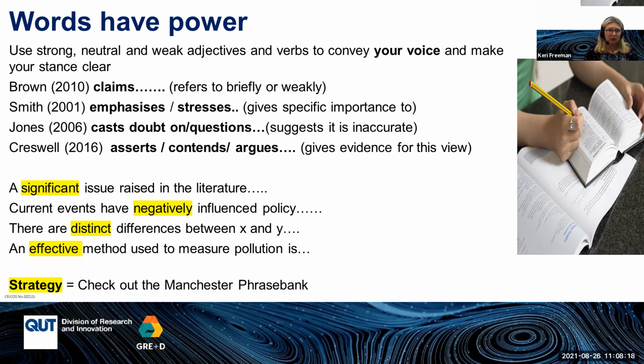Don't just say an issue was raised in the literature. What kind of issue? A significant one? Good word. Current events have negatively influenced policy. It's giving us more of an insight into what your thoughts and assumptions are regarding what you're saying, and it's much better for the reader to know what your meaning is if you use really good describing vocabulary.